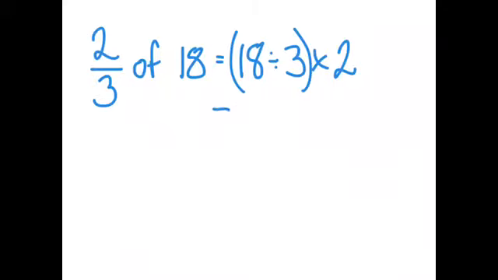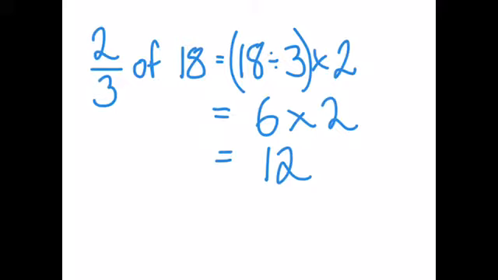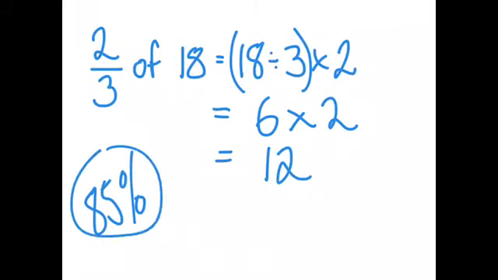On the next line down, we work out the answer to the bracket. 18 divided by 3. 6. And we've still got the multiply by 2. What's 6 times 2? 12. So the answer is 12. So 85% of you got it right. Well done.